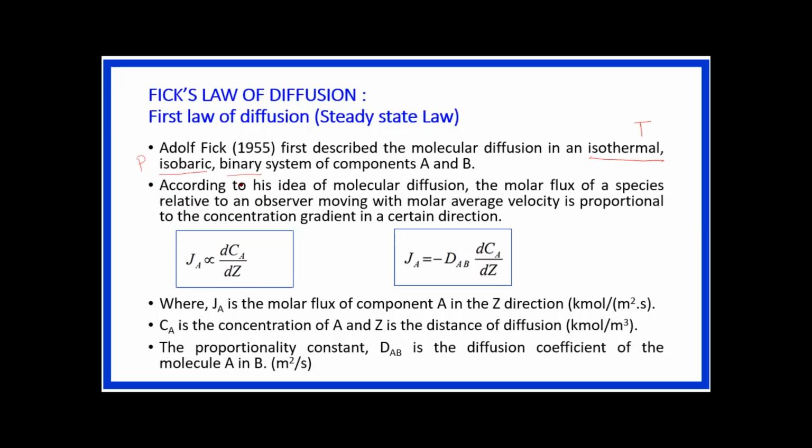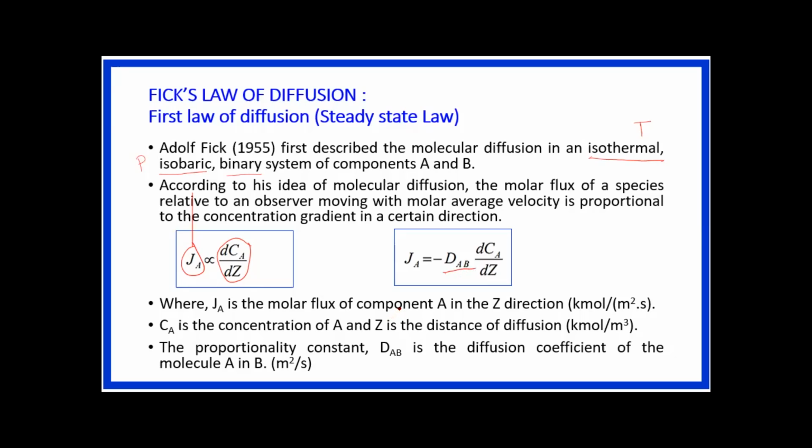According to his idea, for molecular diffusion, the molar flux of a species relative to an observer moving with the molar average velocity is proportional to the concentration gradient in a certain direction. In this case, the molar flux of the species means the molar flux of component A, and the concentration gradient is dCA by dZ, where Z means it is in the Z direction. So as per Fick's prescription, JA is proportional to dCA by dZ. This proportionality is converted into an equal sign with the help of a proportionality constant, that is DAB.